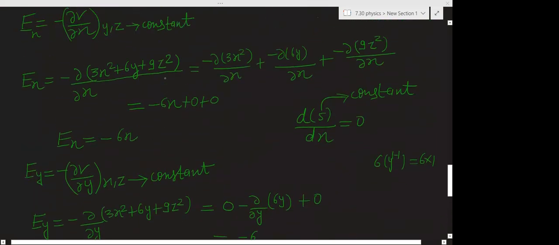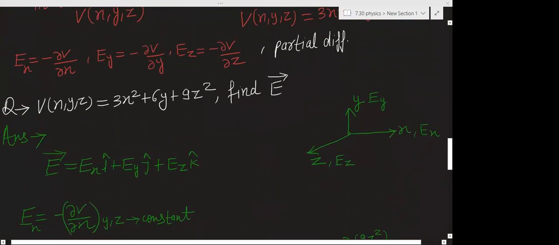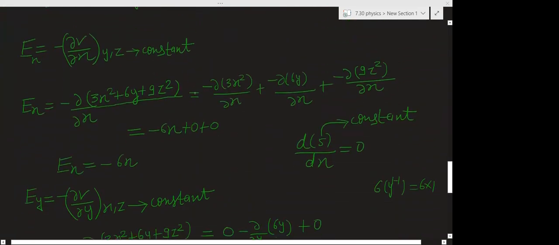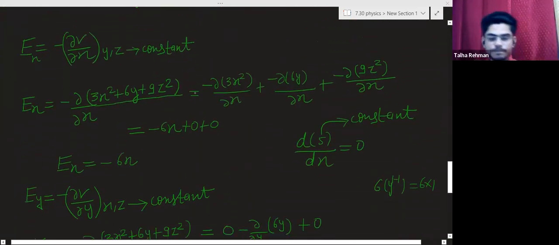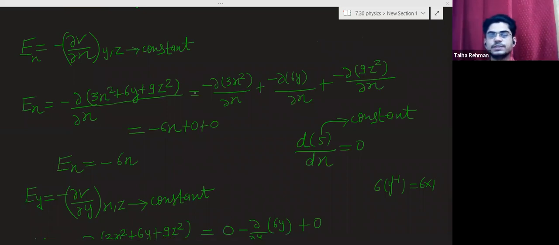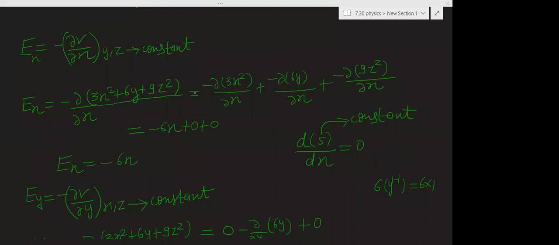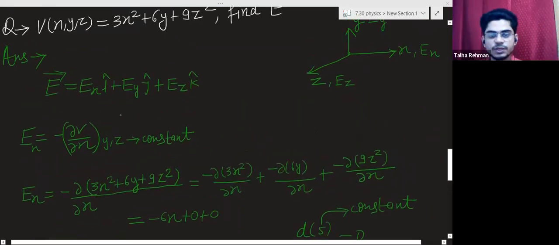Okay, Harsh. So now you should have an idea about how we differentiate partially, and you should have some idea also about the differentiation. So please note this question.